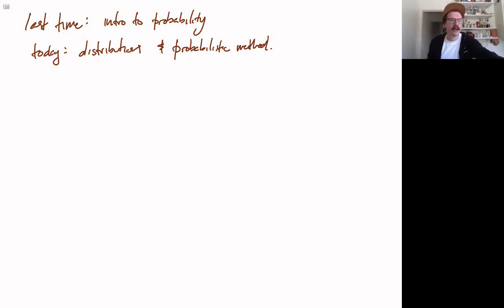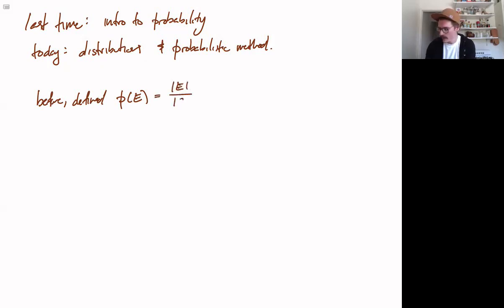And distributions are essentially a little bit of an upgrade to our formalism for probability. So we'll keep adding new tools as we go along. Here is our most recent new tool. So before, we defined the probability of an event, E, which is a subset of some sample space S, to be the cardinality of E, divided by the cardinality of S. So essentially saying that each outcome in S is equally likely.